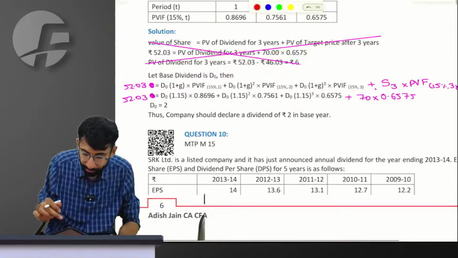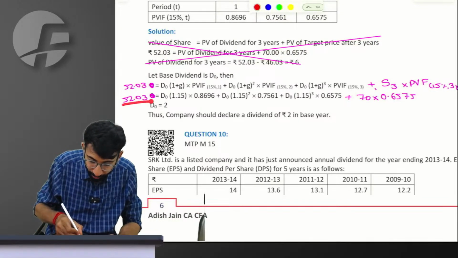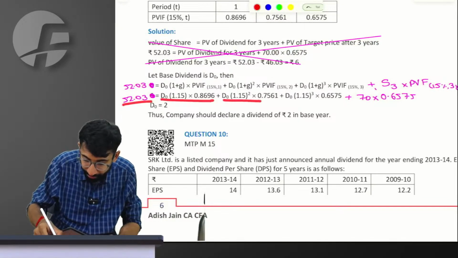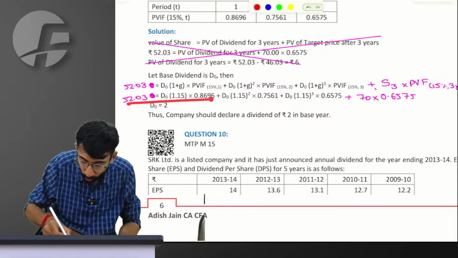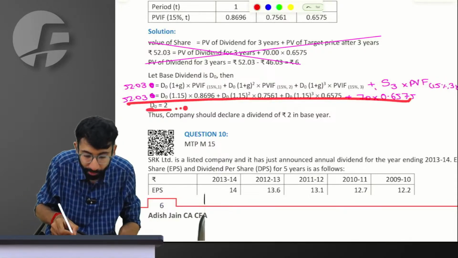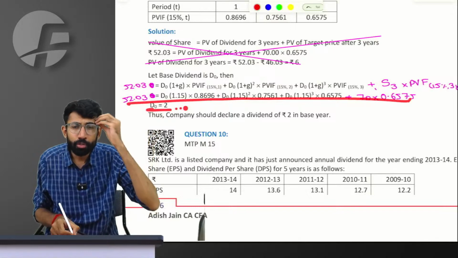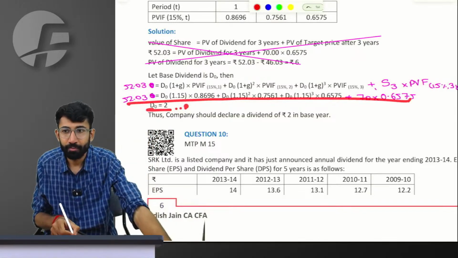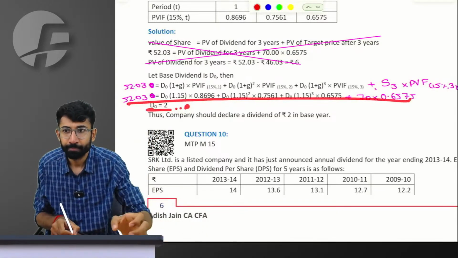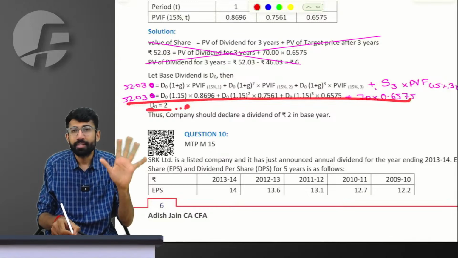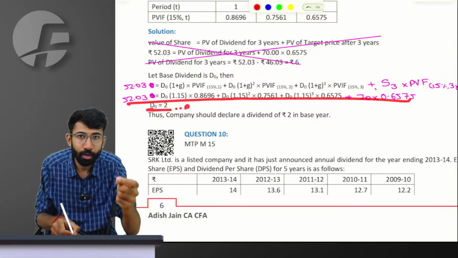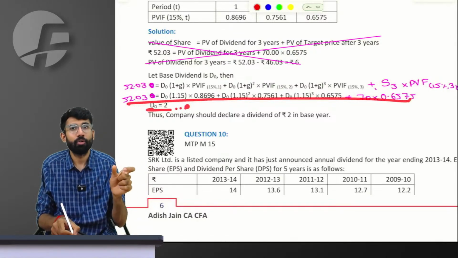Second thing, sir, for example, you have written 52.03, then this, then this, then this. Sir, you have not solved this equation and directly written D0. The institute has no problem with it. They don't want us to waste our time, and the institute doesn't care if you have written down the steps in between or not.